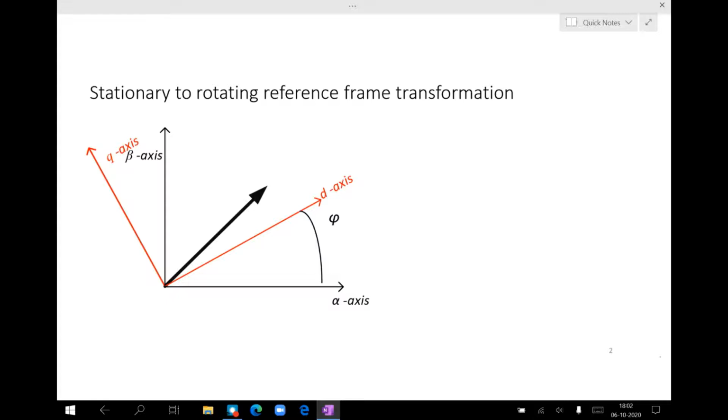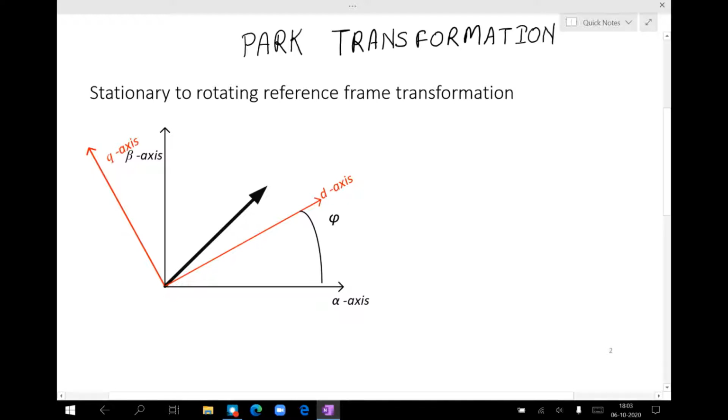Hello friends, today we will learn how to transform a phasor from stationary to rotating reference frame. This kind of transformation is known as Park transformation. So we will learn this transformation in a very easy way.